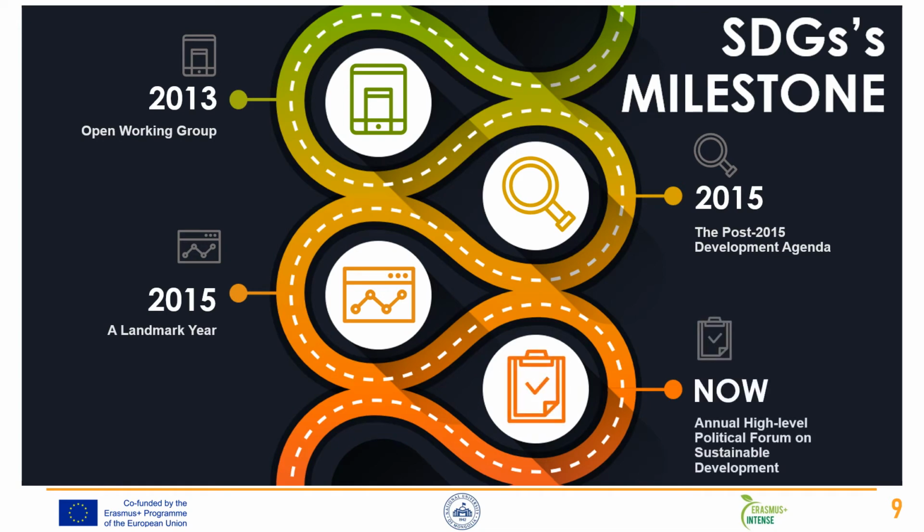Now, the annual high-level political forum on sustainable development serves as the central United Nations platform for the follow-up and review of the SDGs. The forum meets annually under the auspices of the Economic and Social Council for 8 days, including a 3-day ministerial segment, and every 4 years at the level of heads of state and government under the auspices of the General Assembly for 2 days.